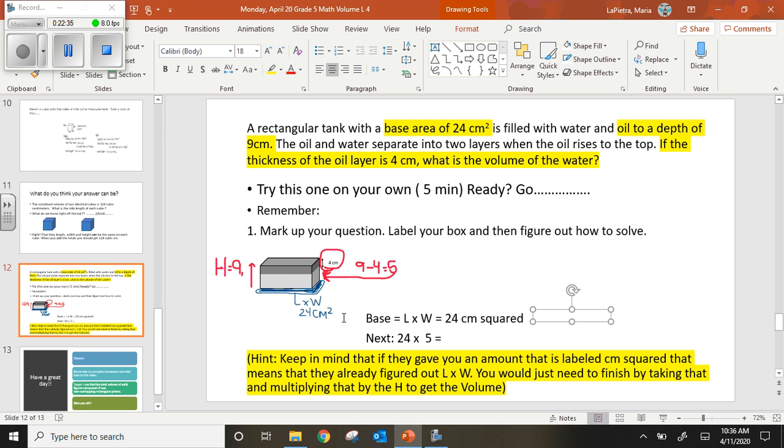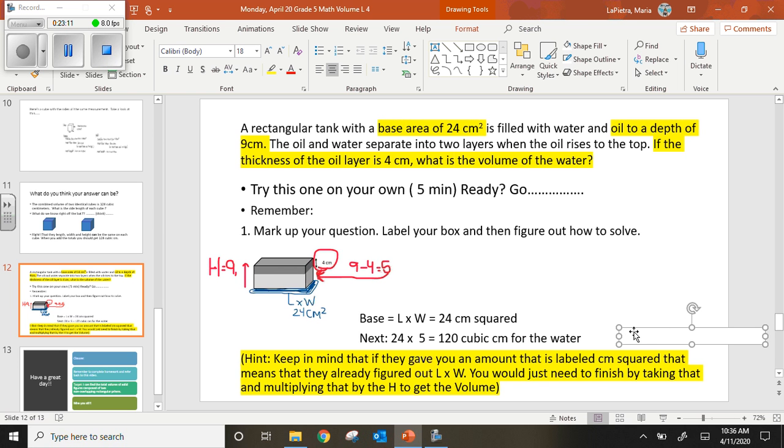Now here's my hint at the bottom. Keep in mind that if they gave you an amount that is labeled centimeters squared, that means that they already figured out the length times the width. You would just need to finish by taking the length times width, the base, for that answer, and multiplying that by the h, the height, to get the volume. So let's see if you got the same answer that I got. I got 120 cubic centimeters for the water. I hope that's what you got.